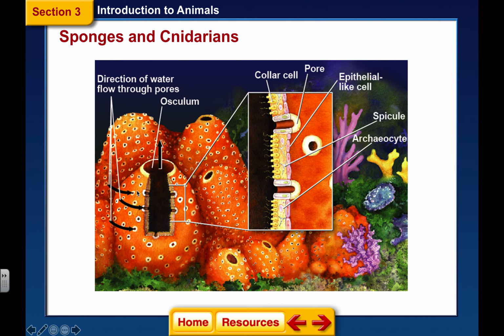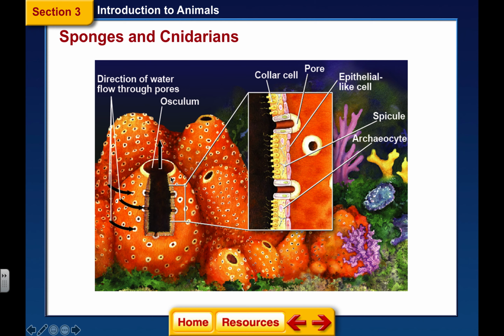Now here's a picture of what the sponge looks like. On the left, you can see that there's a large opening at the top. This is the osculum. And on the side, all of these openings in the sponge are really called intake pores. The intake pores are going to direct the water flow inward into the large cavity in the center, and then all of the waste is going to exit out of the osculum.